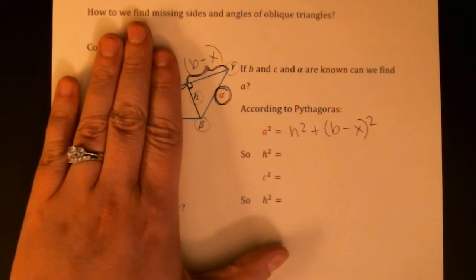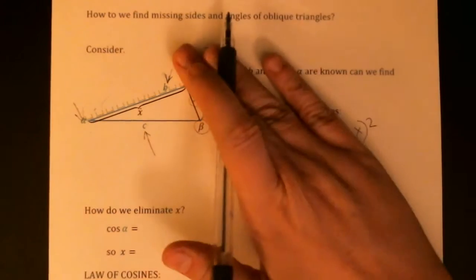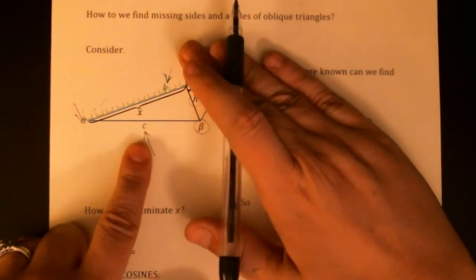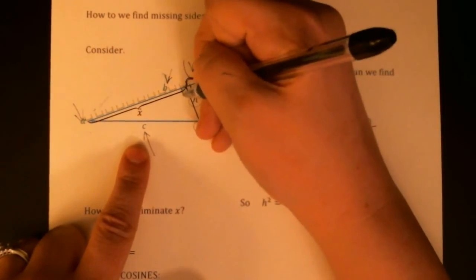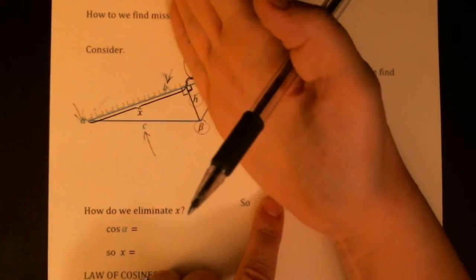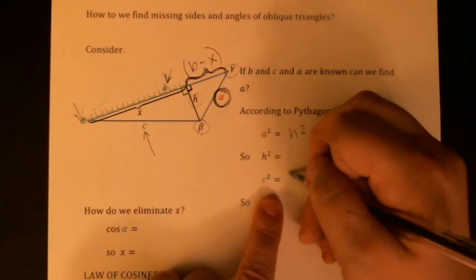So there's one of the triangles, and I'll come back in a minute to the h squared equals. The other triangle, the hypotenuse is c, that's across from the right angle, so we can say c squared is equal to h squared plus x squared.